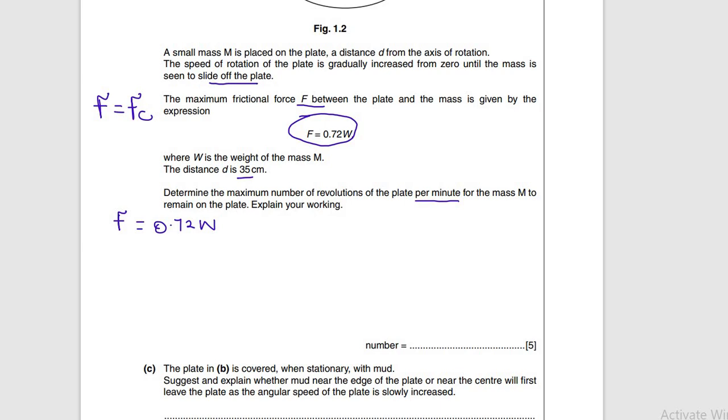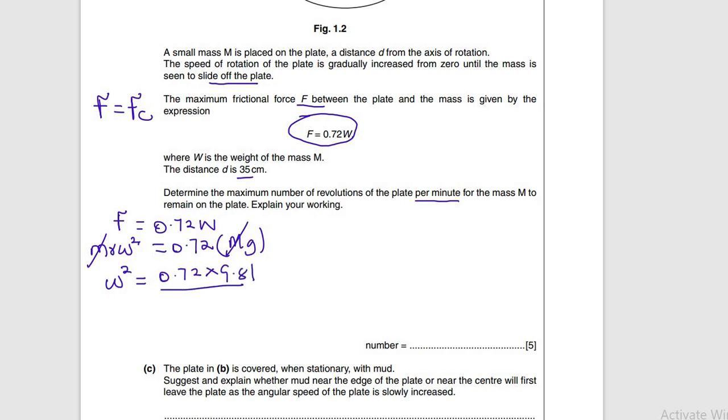And centripetal force can be mrω². Why I'm using ω² is because the question asks us to determine the number of revolutions, so I know it has to do with angular speed. mrω² equals 0.72 times the weight. What's the weight? Weight is mg. Mass cancels mass in this case. So from here, I have ω² equal to 0.72 g, g is 9.81, all over the radius.